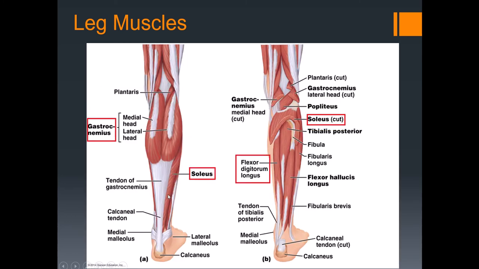If we look posteriorly, you can see the gastroc muscles really well. It's got 2 heads, hence the triceps surae. You can see the soleus underneath. Here the soleus has been cut away, but they're going to have this common insertion through the calcaneal tendon onto the calcaneus here, and then the flexor digitorum posterior here, which is going to go all the way out here and allow you to flex your toes.